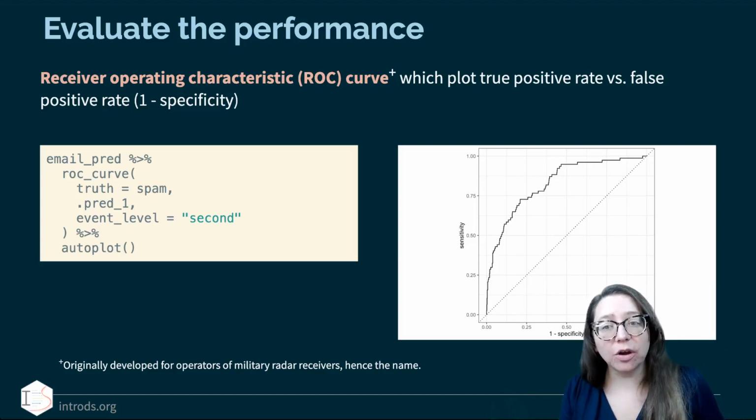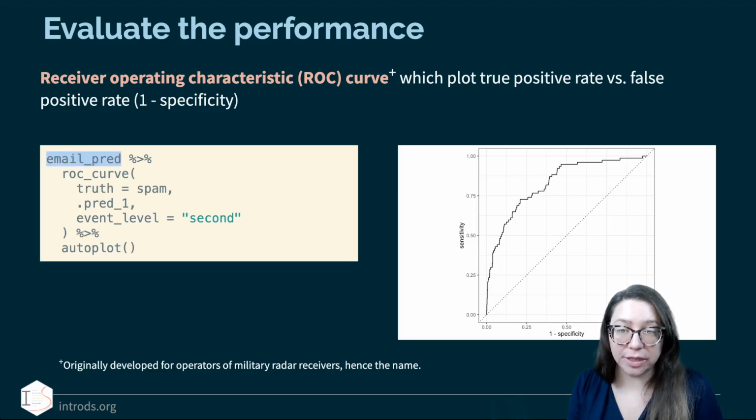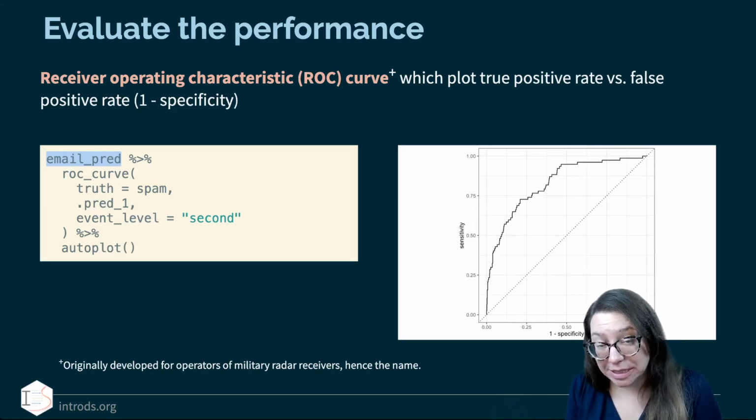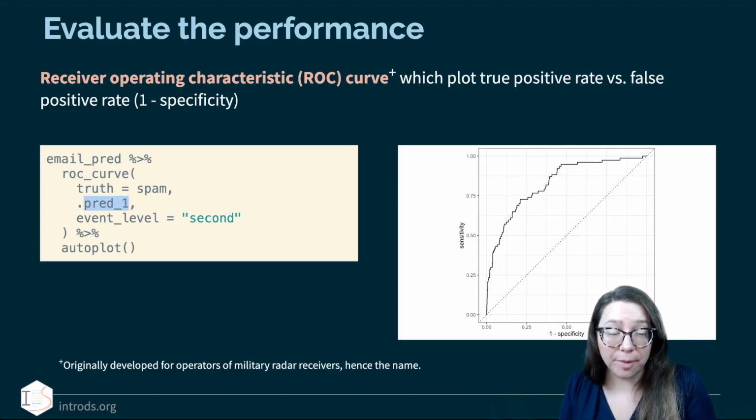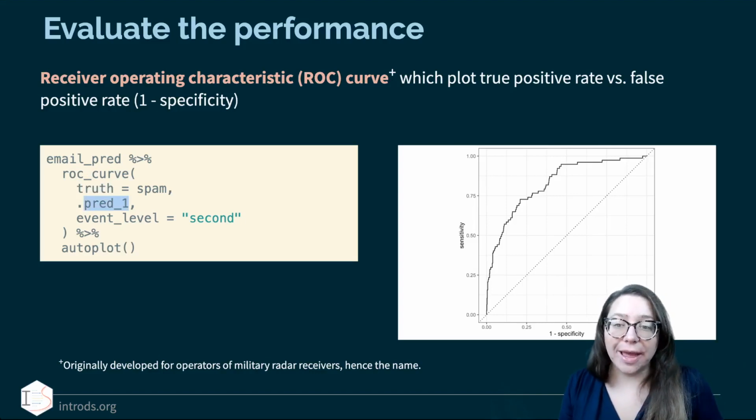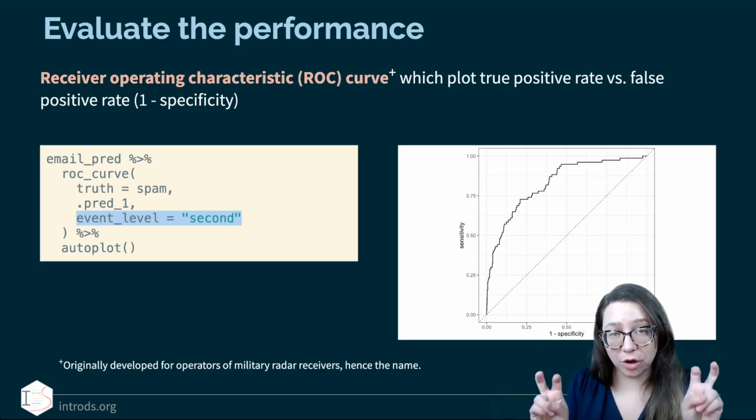So to draw this curve, we're looking at the prediction data frame, which has our predictive probabilities in there. And then we're using the roc_curve function, again from Tidy Models. We have to tell it which column is the truth, which was the spam column. Then we have to tell it which probability to use to draw the curve. Another thing that you might need to do is to tell it which level, the first level or the second level of your outcome variable, is the one you're calling success.